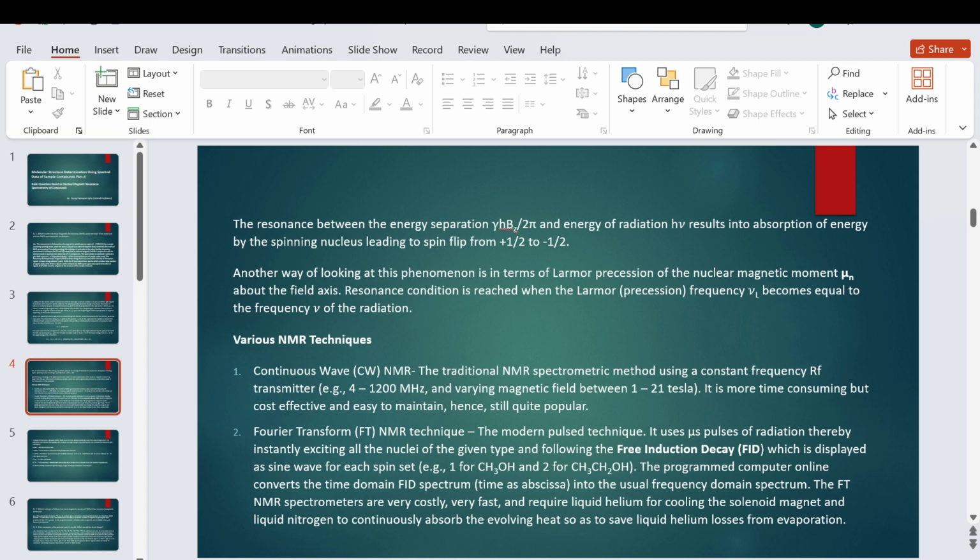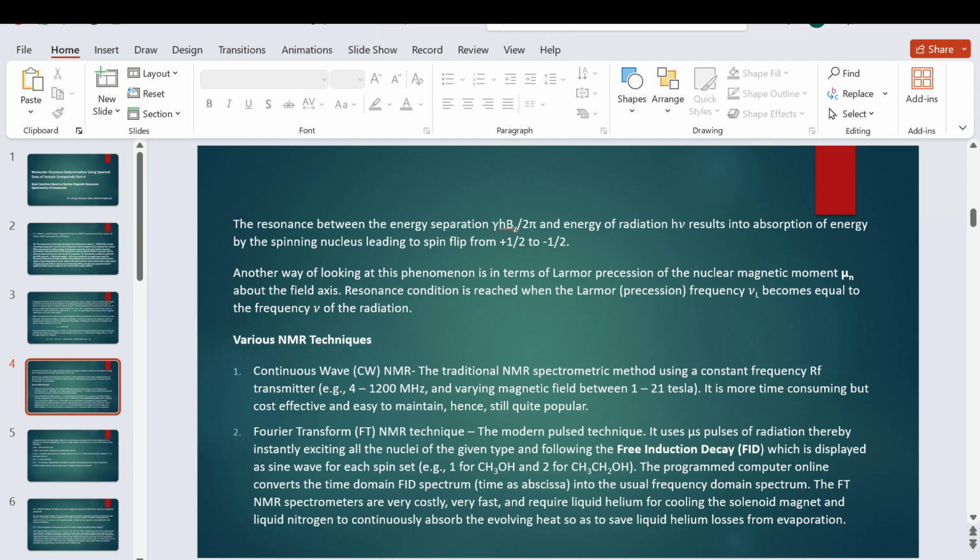The resonance between the energy separation, that is gamma h cross Bz, and energy of radiation, that is h nu, results into absorption of energy by the spinning nucleus, leading to spin flip from plus half to minus half. This is called nuclear magnetic resonance absorption.